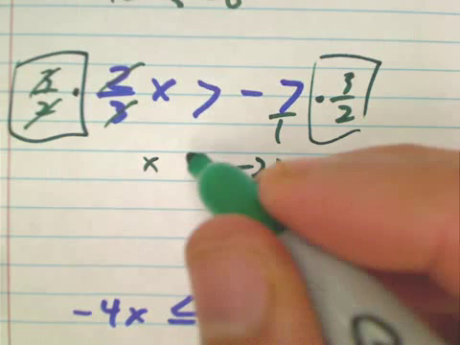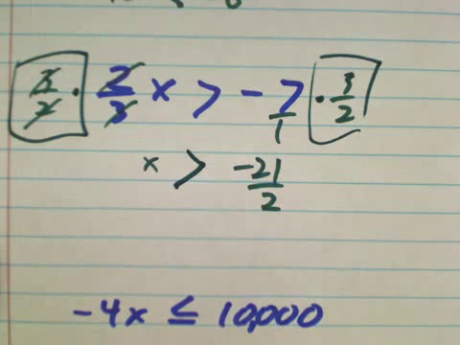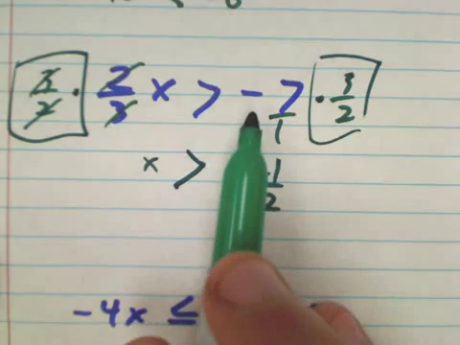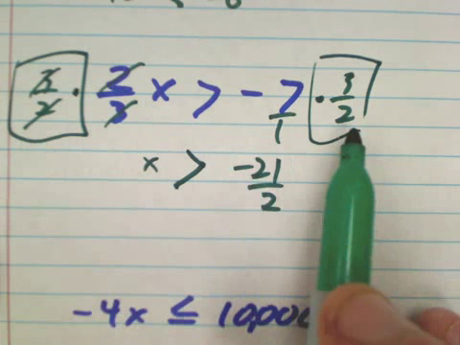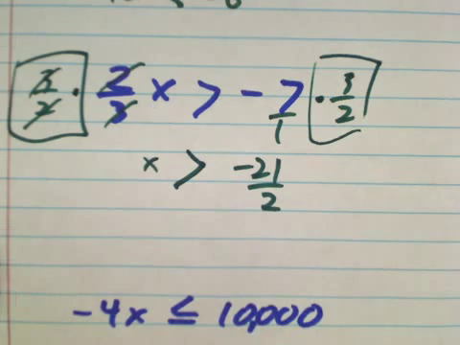Now I multiply, but what I multiplied by was 3/2. And 3/2 is a positive number, so do not change the inequality. Even though there's a negative number there, that's okay. I have to look at what I actually multiplied by to see if I'm going to flip my sign around.